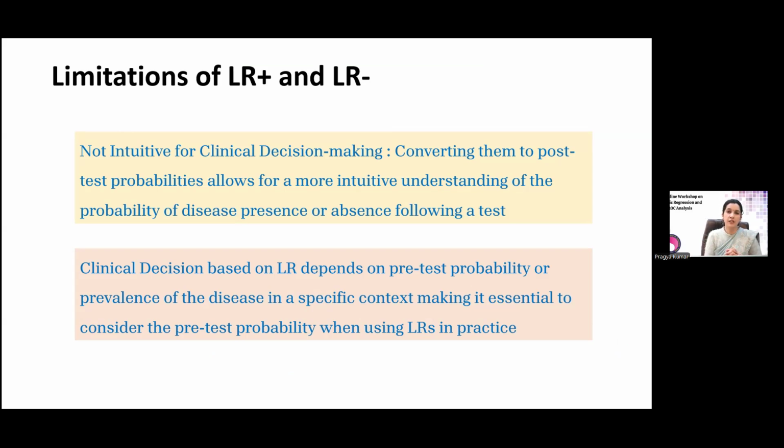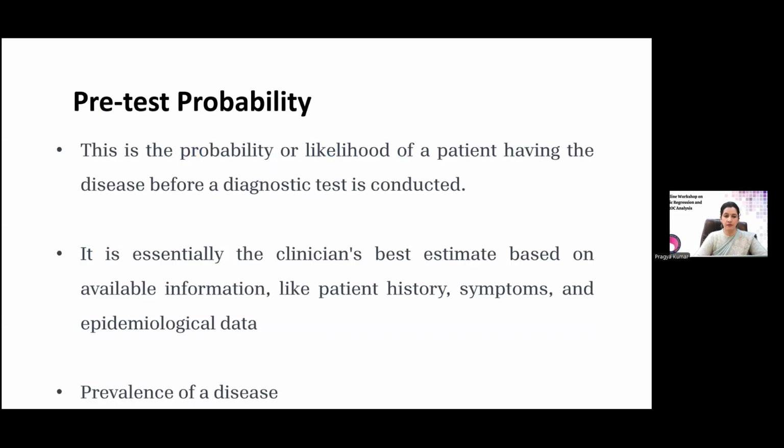But there are limitations of the LR positive and LR negative test results also, because you cannot convey this to the patient. It is not intuitive in meaning. So we have to convert them to the post-test probability, because again, I have to say what the probability is of that person actually suffering from the disease, because I have to start the treatment. So clinical decision making is usually dependent on the post-test probability, and to calculate this post-test probability, we need the likelihood ratio.